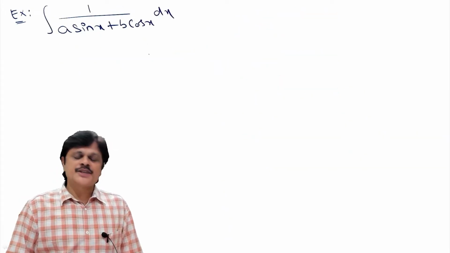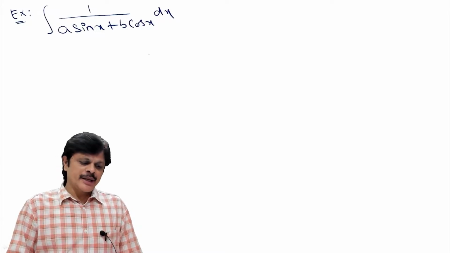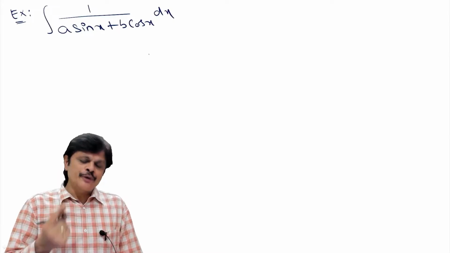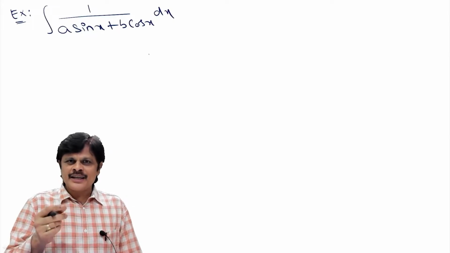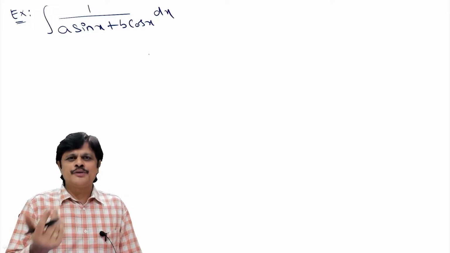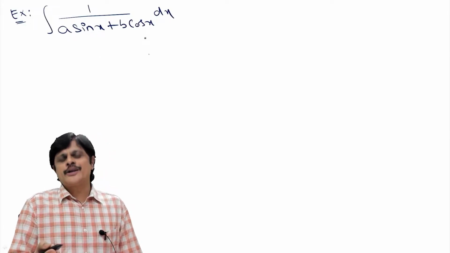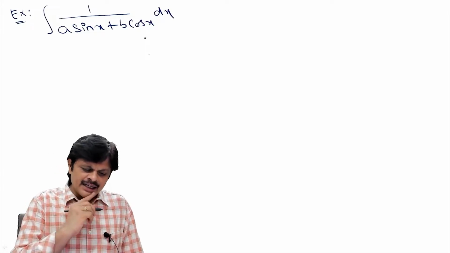Now let us see the next problem. Of course, this problem also can be solved by using universal substitution, but it will make it complicated. Sometimes universal substitution can make it complicated, sometimes it makes it simple also. It depends on the problem. But whenever it is 1 by a sin x plus b cos x, you can also remember it as a formula. For that, I'll tell you a trick.